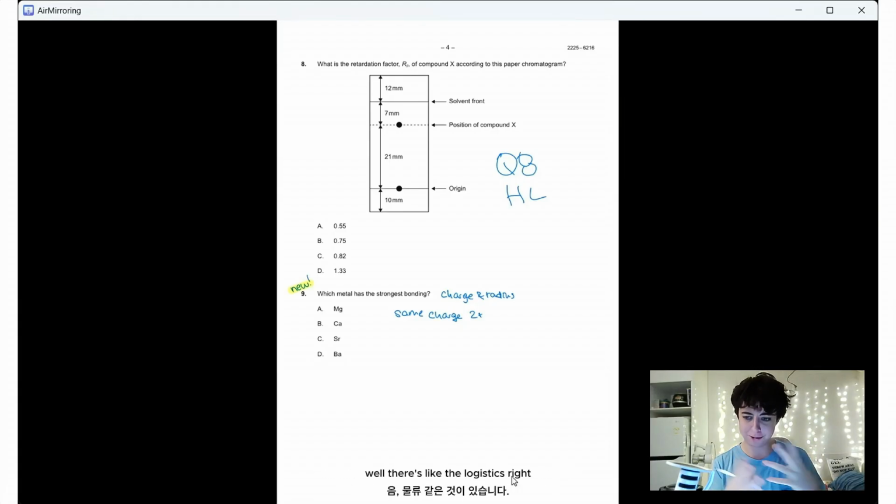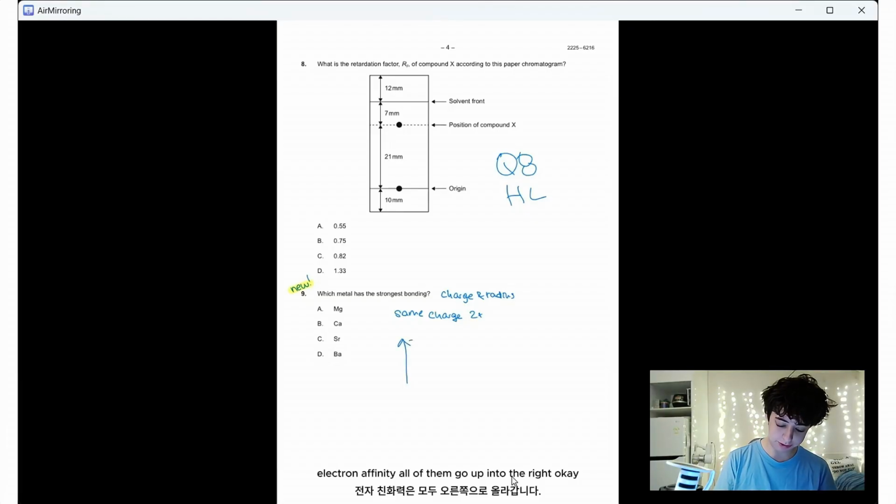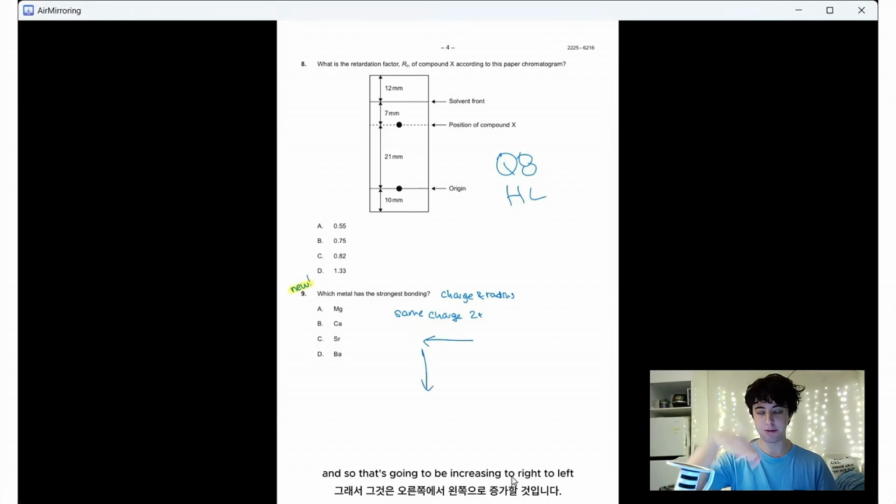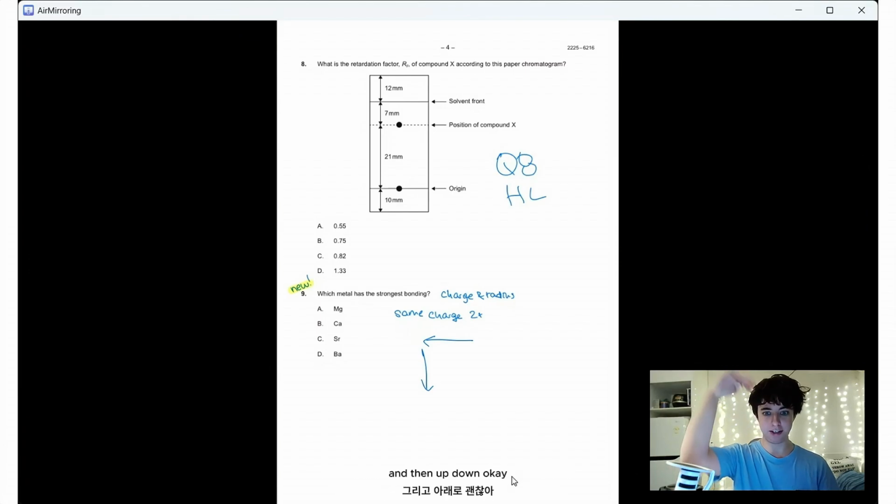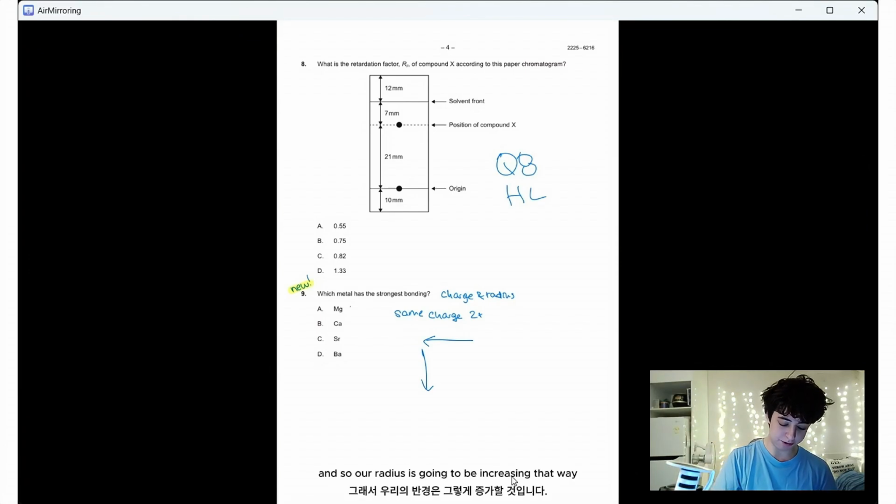Well, there's the logistics, but then just as a memory aid, it's literally everything. Ionization energy, electronegativity, electron affinity, all of them go up and to the right. Radius is the only one that is the odd one out. That's how I remember radius: it's always going to be the opposite of all of the others. So it's going to be increasing from right to left and then up and down. Our radius is going to be increasing that way.